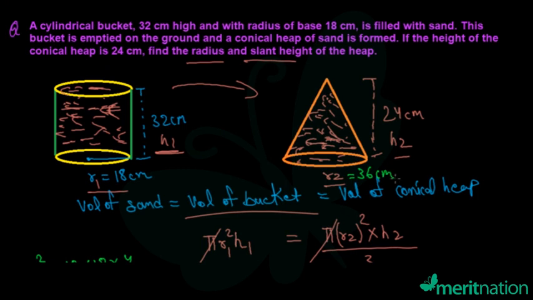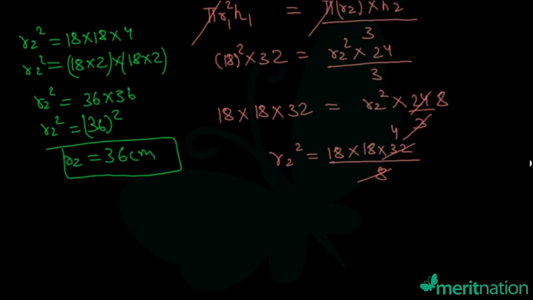Now what else we have to find? We got the radius. We also have to calculate the slant height. And we know the relation between the slant height, the height and the radius of any cone. It always forms a Pythagoras theorem. Height is known to us, 24 centimeters. Radius we just calculated, 36 centimeters. We have to find the value of L, the slant height.